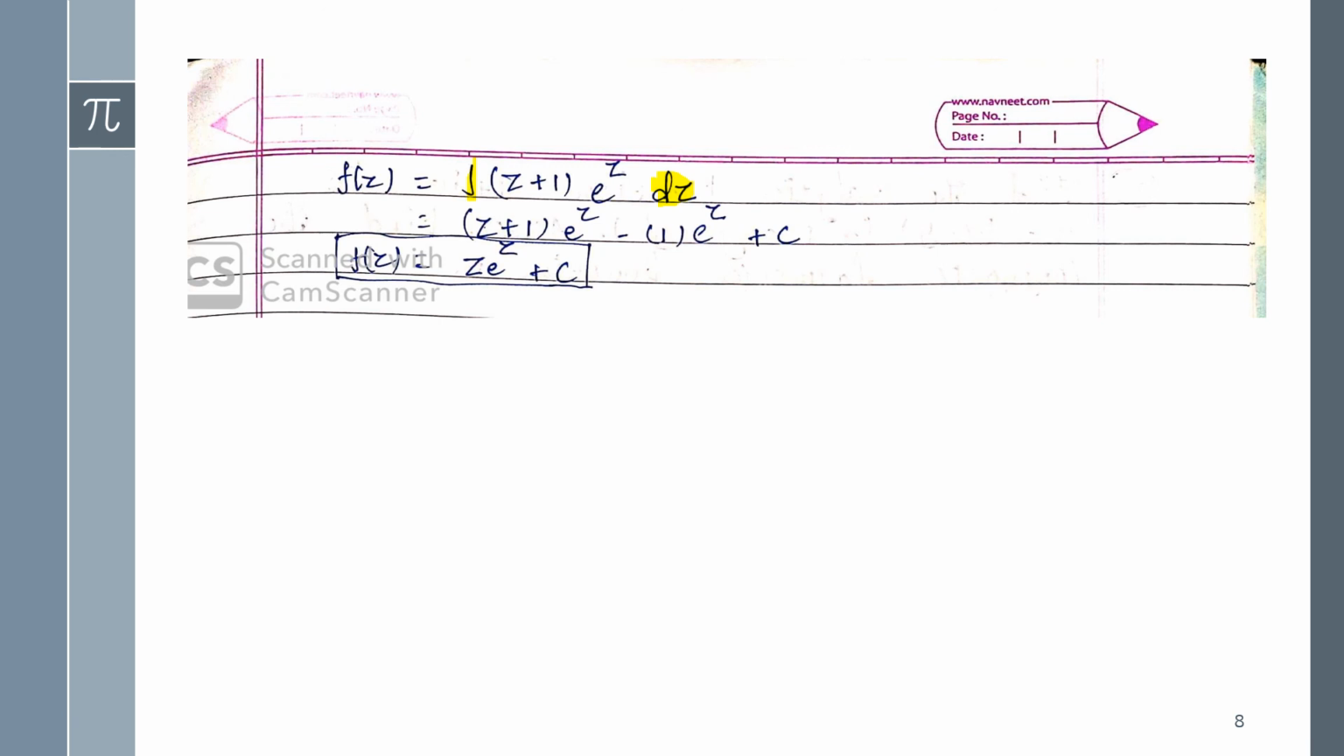Here I have applied that rule, and you have already studied this in 11th-12th standard as well as in the first and second semesters, so I'm not going to do it in detail. You have to apply integration by parts, that is, using the UV rule. At the last, as a constant you have to add C. So you will get the answer z into e raised to z plus c.